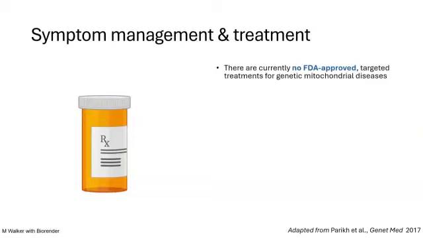Symptom management and treatment. So unfortunately, right now, as we stand here, there are no FDA-approved targeted treatments for genetic mitochondrial disease. We don't have any medicines that we specifically know will boost mitochondrial function in a way that we have proven. And in most cases, what we have to do is just treat each medical problem as we would in any other context. So for example, if a patient has seizures, we would give the same medicines, with a couple of important exceptions, that we would give for any other patient who had seizures or heart disease and so on.